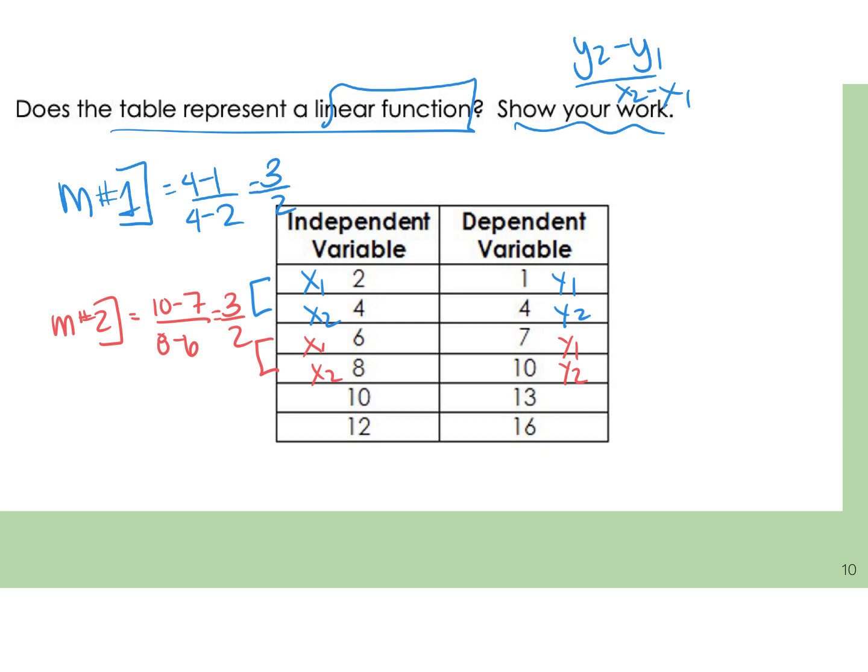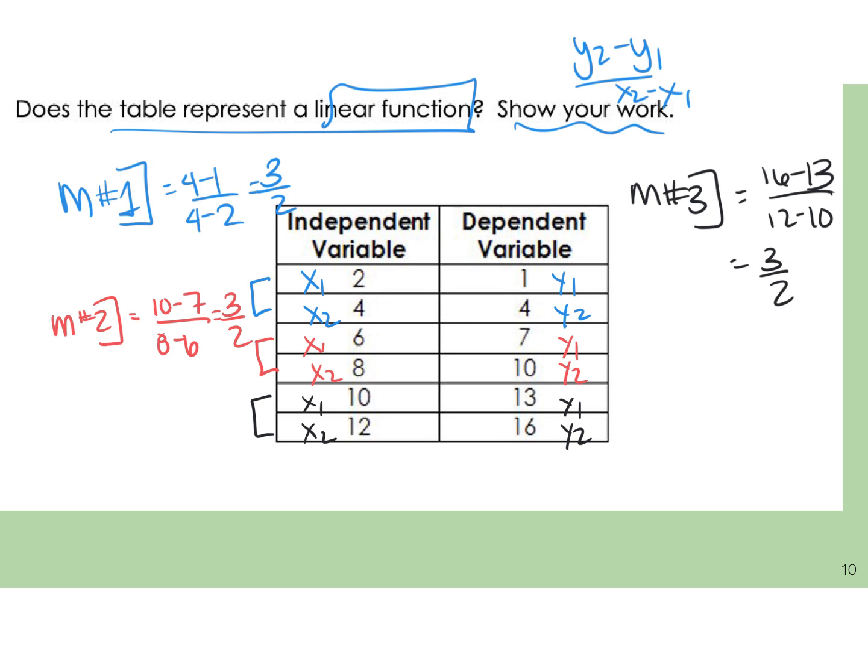So far, so good. Last slope, slope number 3. Going to use these last points down here. I'll call these x's 1 and 2, these y's 1 and 2. When I plug it in, 16 minus 13 over 12 minus 10. That gives me 3 over 2 again.